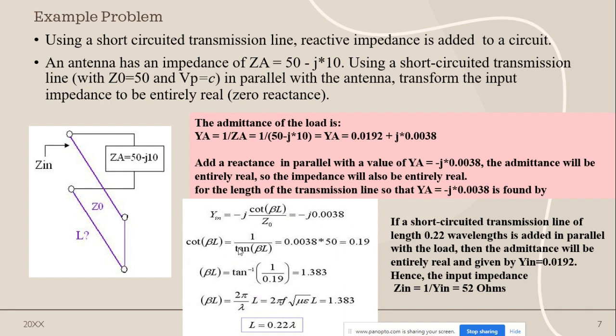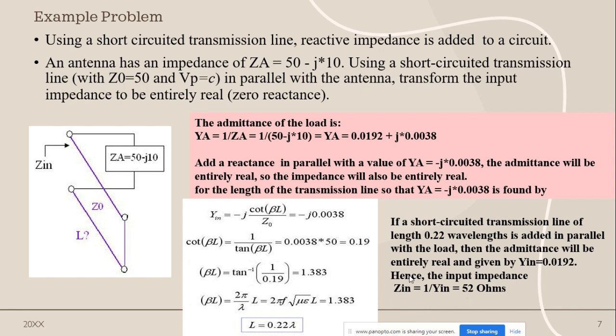So find cot beta L from this. Beta L is equal to 2 pi by lambda into L. This gives us beta L as 1.383, whereas L is equal to 0.22 lambda. So if a short circuited transmission line of length 0.22 wavelengths is added in parallel with the load, then the admittance will become entirely real and given by Yin equal to 0.0192. Hence the input impedance Zin will be 1 by Yin, which is nothing but 52 ohms.